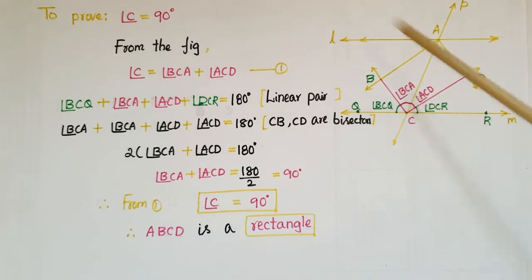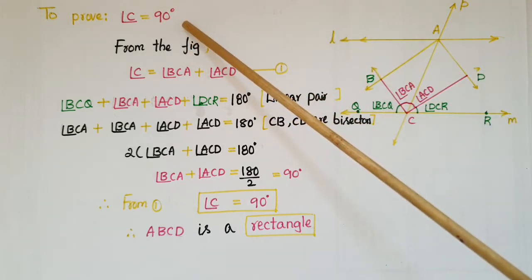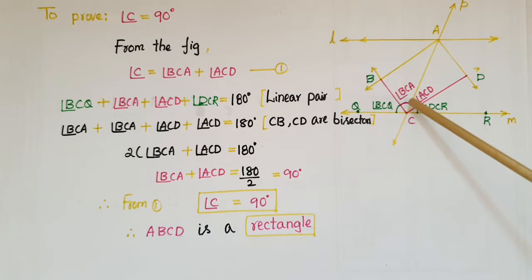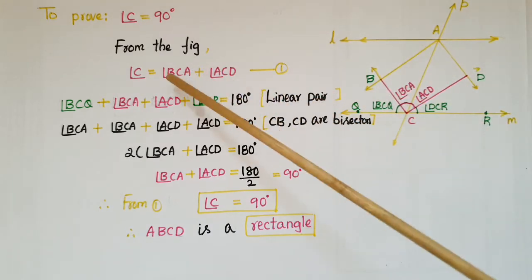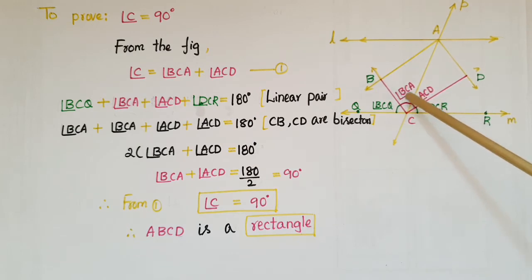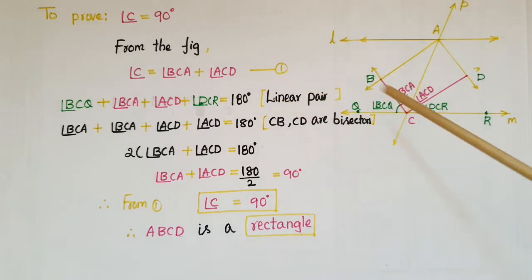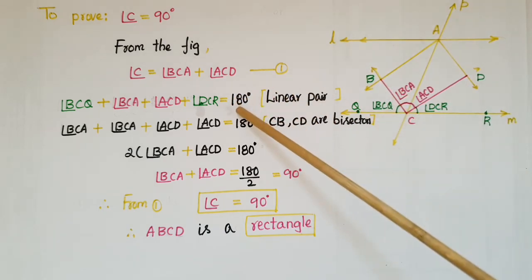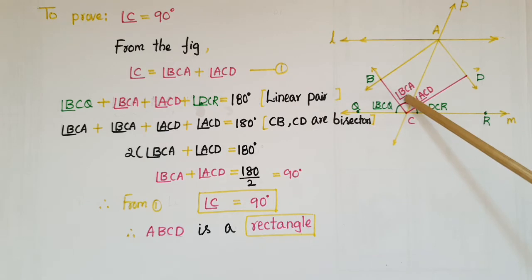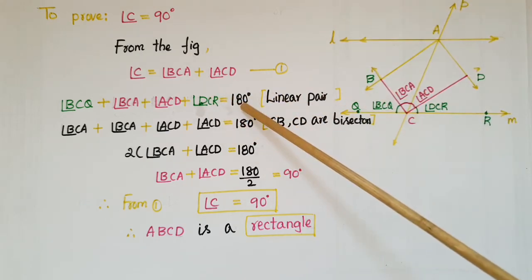So here I have taken angle C is equal to 90 degrees. To prove angle C is equal to 90 degrees, from this quadrilateral ABCD, angle C we can write as angle BCA plus angle ACD. These two angles sum. And if you observe here, there is a linear pair at C. So if you add all these angles, that is equal to 180 degrees. So angle BCQ plus angle BCA plus angle ACD plus angle DCR is equal to 180 degrees.